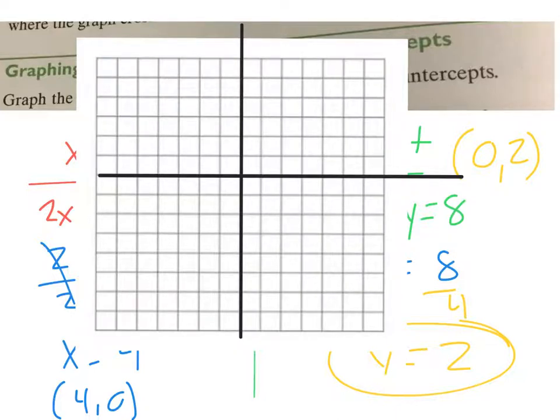So I'm going to plot those points. First, (4, 0) is here. And then the point (0, 2) is here. That's all I need, is 2 points. When I have 2 points, I can draw a line through them.